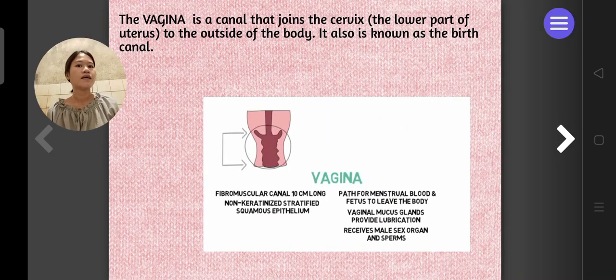So, the vagina is a canal that joins the cervix, the lower part of the uterus, to the outside of the body. It's also known as the birth canal. So, ito yung dinadaanan ng baby kapag yung isang magulang ay nanganganak. So, dito mismo ilalabas yung baby sa loob ng vagina. And then, nag-stretch siya.